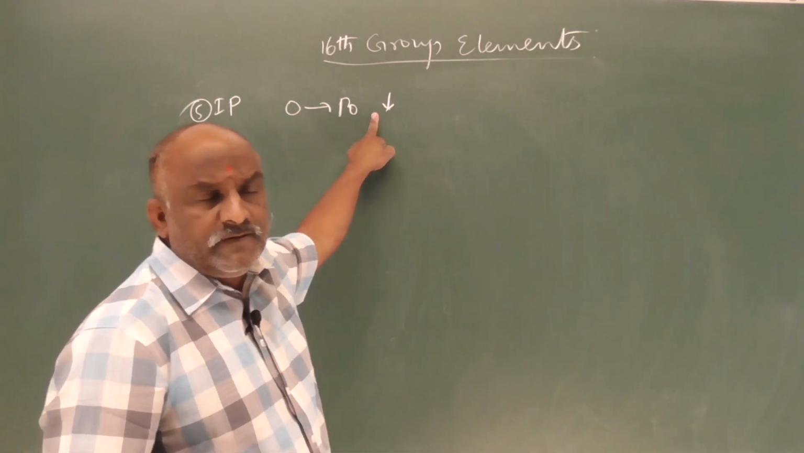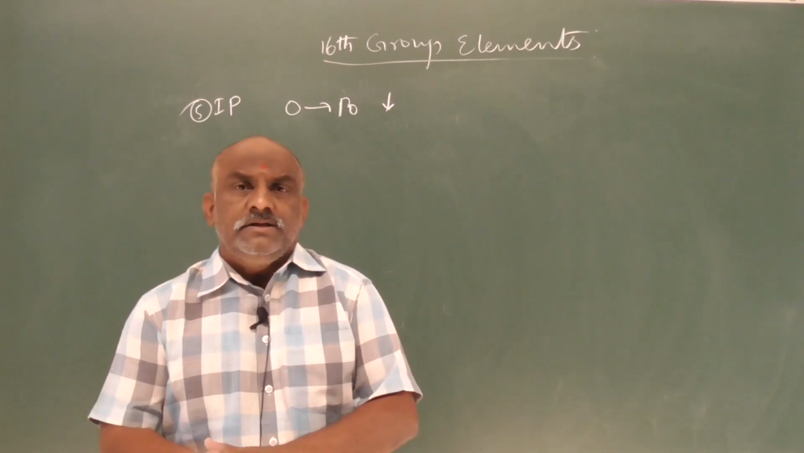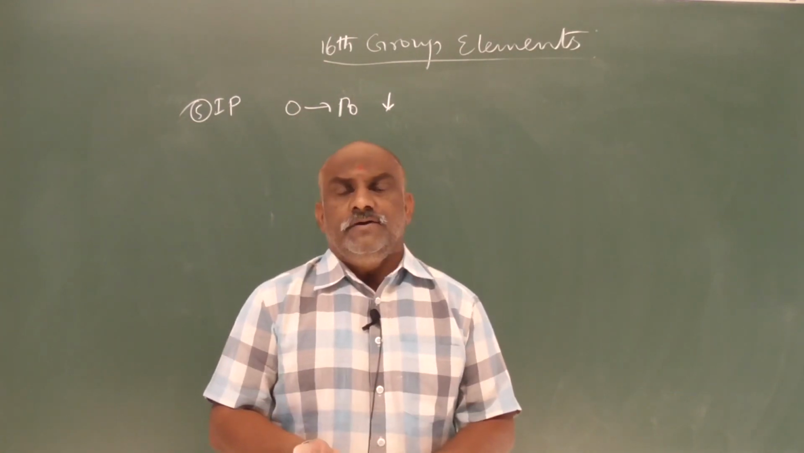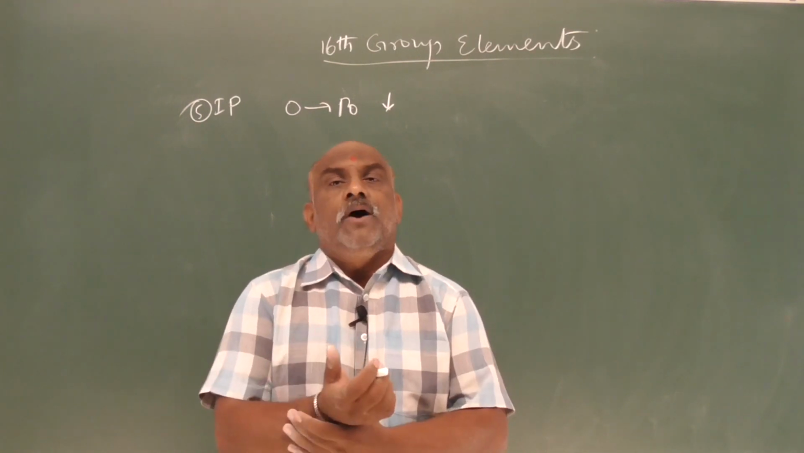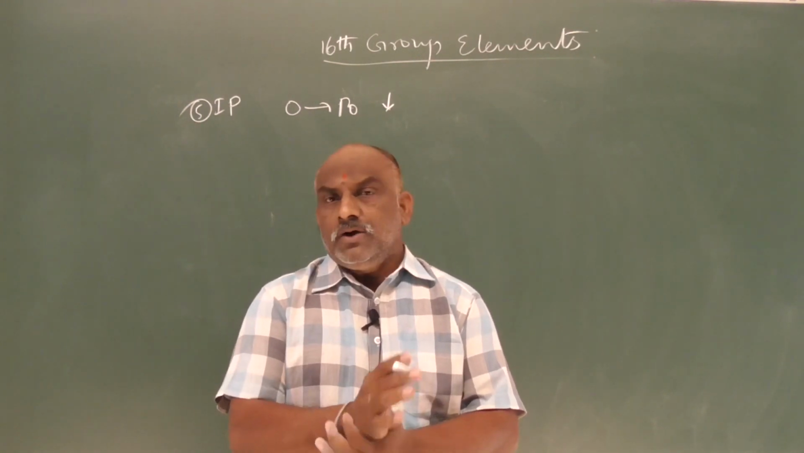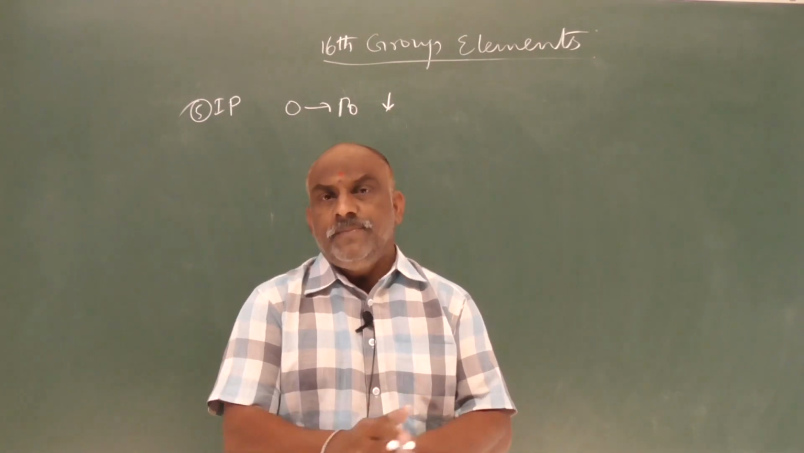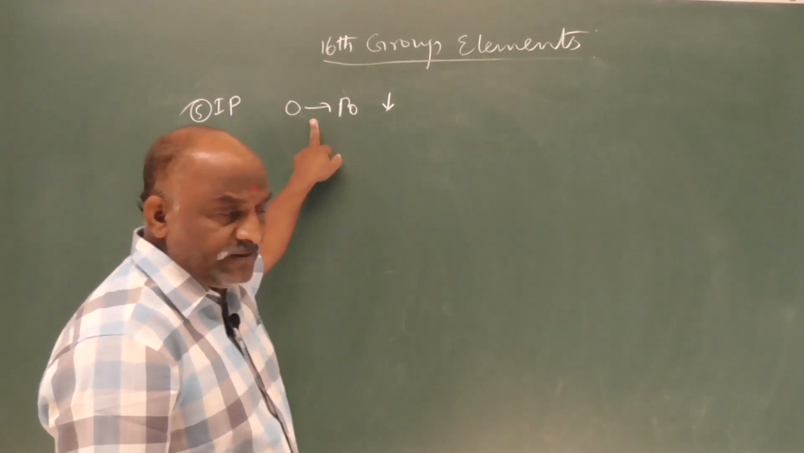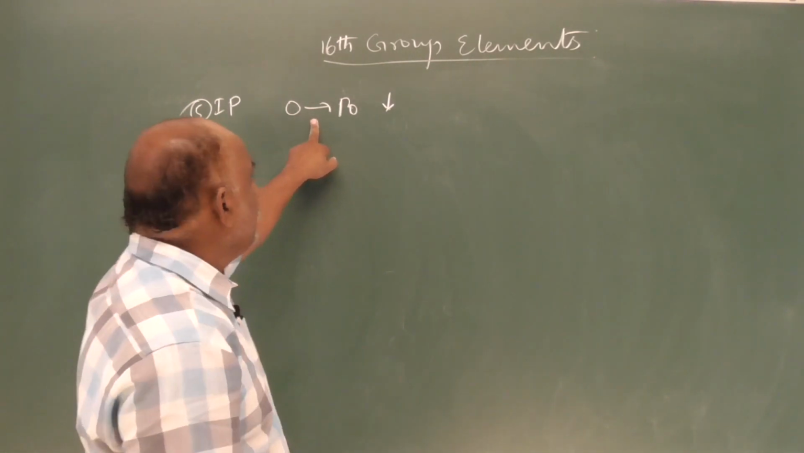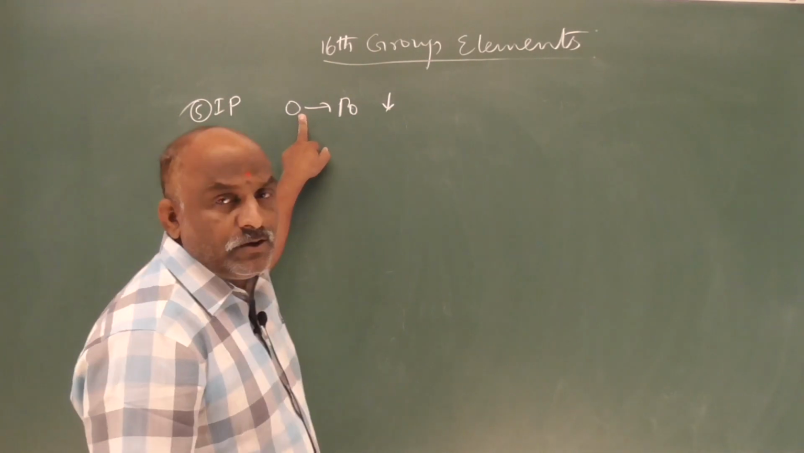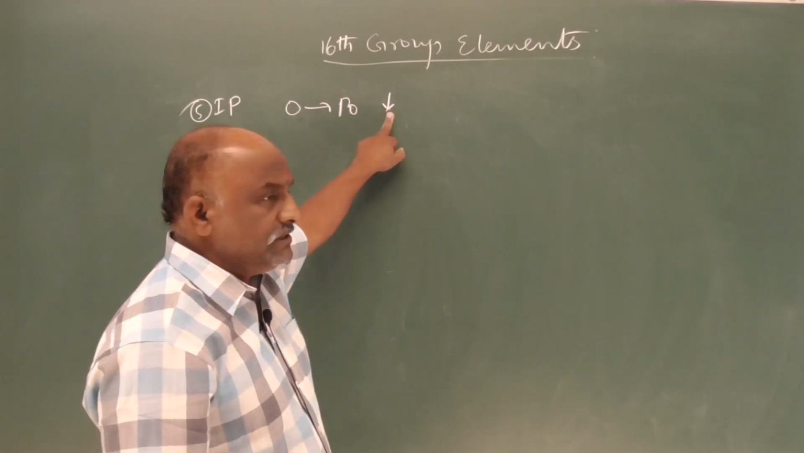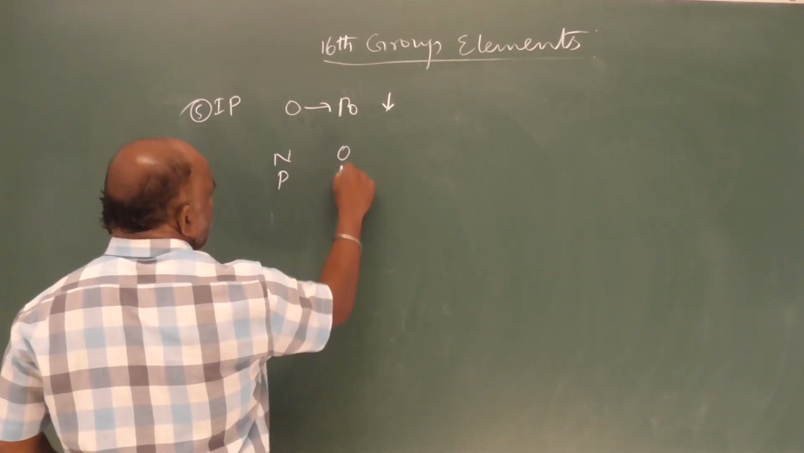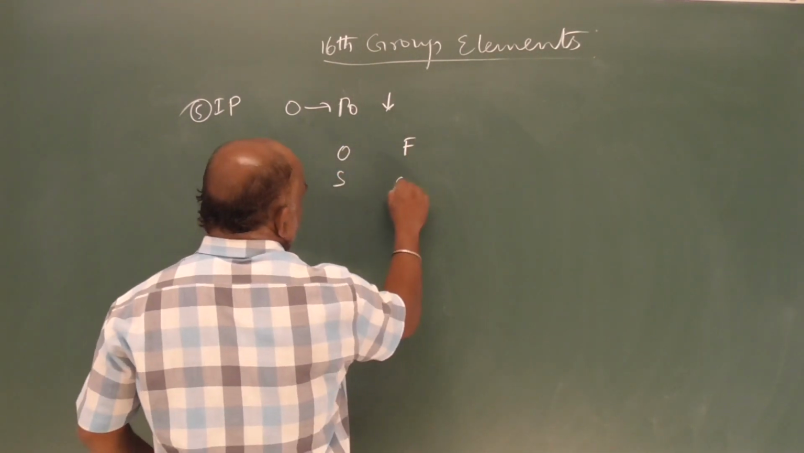Why do they decrease? Because size increases. As size increases, the distance between the center of the nucleus and the outermost electron becomes larger, so it is easy to remove an electron from the outermost shell. Clear? So down the group IP decreases, and across a period ionization potentials increase. Here you have to notice that the first ionization potential values of 16th group elements decrease from oxygen to polonium. Compare nitrogen, phosphorus, oxygen, sulfur, fluorine, chlorine.